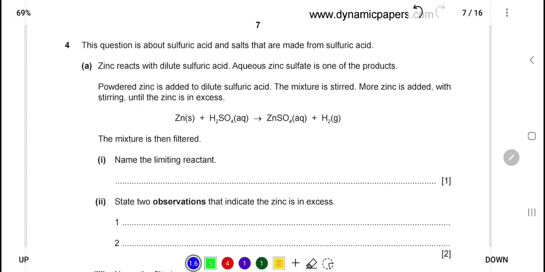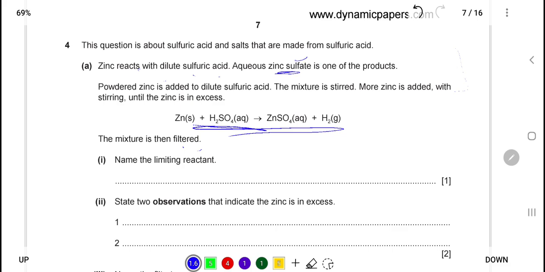Question 4 is they give you this information and this equation, then the mixture is then filtered. Okay, let's just read the question. Zinc reacts with dilute sulfuric acid. Aqueous zinc sulfate is one of the products. Powder zinc is added to dilute sulfuric acid. The mixture is stirred. More zinc is added with stirring until the zinc is in excess.